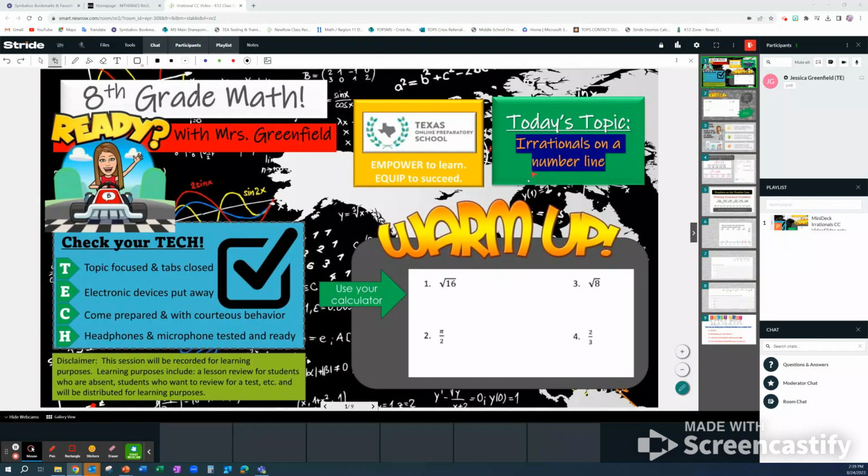As if we were in class, here's a little bit of a warm-up for you. I want you to go ahead and use your Desmos calculator, and let's go through solving these and simplifying them. So go ahead and plug in the square root of 16 into your calculator. Go ahead and get an answer. Square root of 8, pi over 2, and 2 over 3.